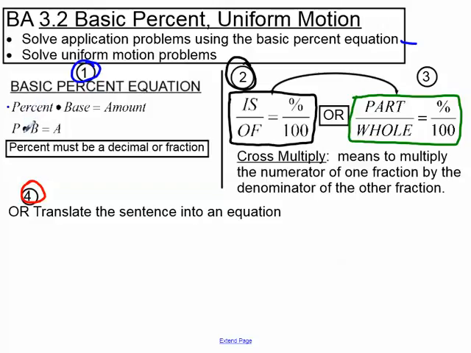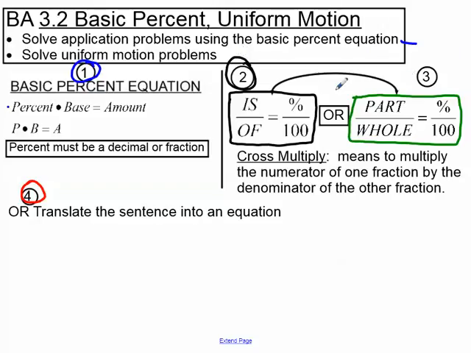Percent has to be translated into a decimal or fraction. Usually a decimal is easiest. The base is the "of what number," and the amount is the other number that's left over. So you can use that blue setup, or you can use the black or the green setup.